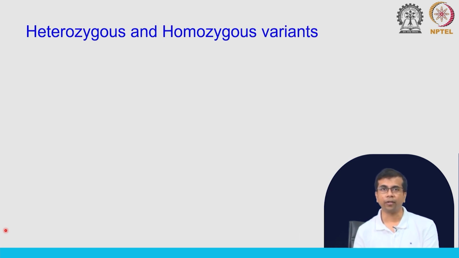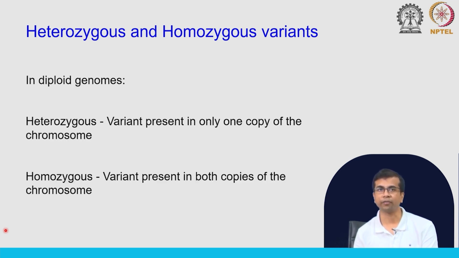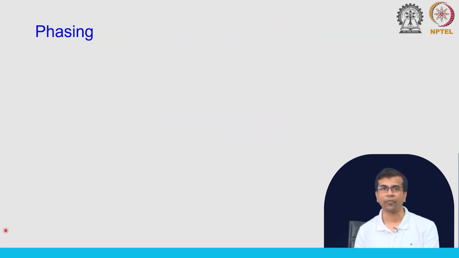One of the things that we want to discuss, in case of diploid genomes, is that you can find heterozygous variants and homozygous variants. Heterozygous variants are variants that are present in only one copy of the chromosome, and homozygous variants are present in both copies of the chromosome. This will affect your analysis. If you have a heterozygous variant, you might see only 50% of the reads with that variant, and this is something you also have to keep in mind.